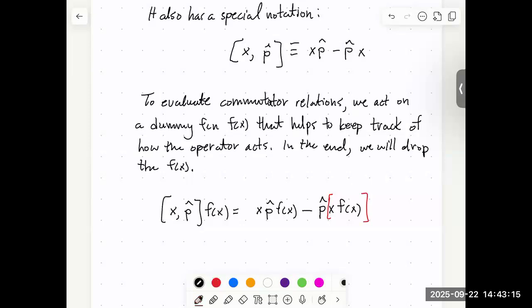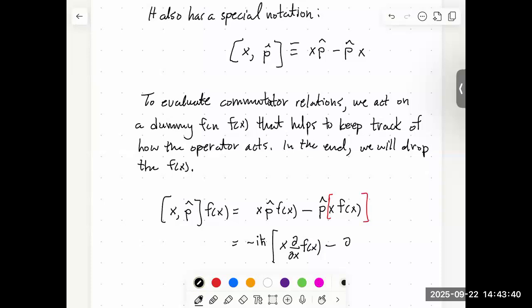Okay, so let's see, p hat is minus i h bar. And then we have x, and then d by dx acting on f of x. So this minus i h bar times the derivative, that's the p hat. Okay, and then we have minus.